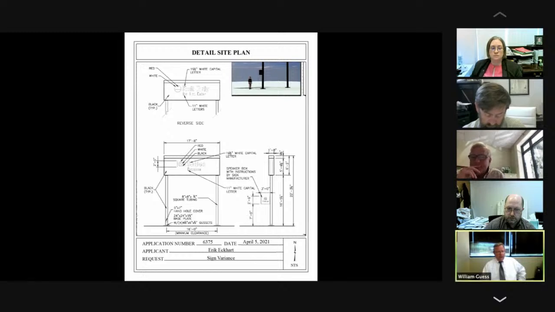Mr. Eckhart, based on your description so far, I see that there's an actual sign on the main building, and then you've got the high-rise sign, and then you've got a sign on the, I guess it would be the entrance pylon or whatever you want to call it, that actually describes the name of the company. The rest of them are logo signs. Is that correct?